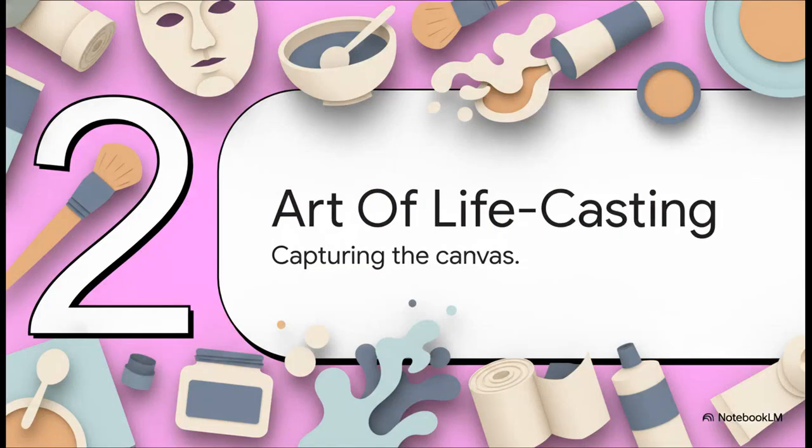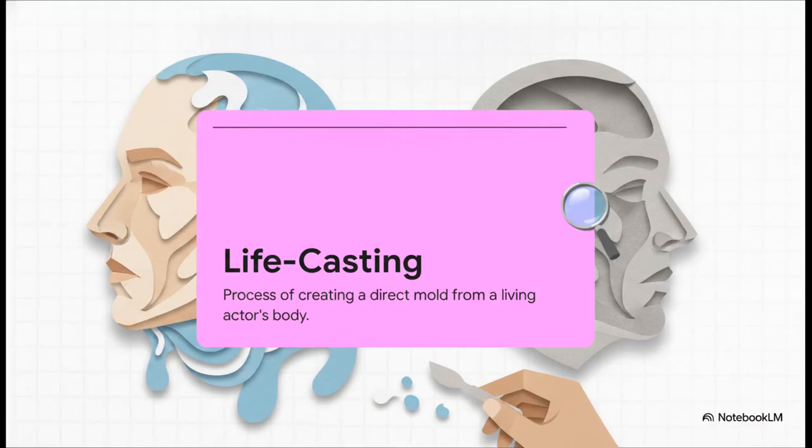Section 2, the art of life casting, capturing the canvas. Okay, before you can artificially age a face, you absolutely have to capture the original canvas. This is the bedrock physical foundation of prosthetic makeup. We call it life casting. It's this highly precise process of creating a direct, three-dimensional mold right off a living actor's body. And let me tell you, it requires a deep, meticulous understanding of both human anatomy and chemical materials to get it right. You are literally duplicating the actor's exact facial structure.